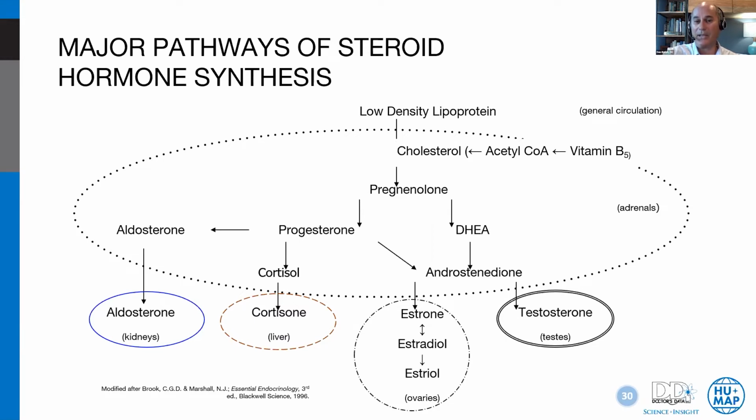Pregnenolone is a central player in the balancing of all these different hormones. Look, it's the precursor to what? Progesterone and cortisol and cortisone. It's the precursor to DHEA, androstenedione, all the estrogens, estrone, estradiol, estriol, and testosterone. So if you give the person the right amount of pregnenolone, you are able to balance out a whole bunch of downstream hormones in a very elegant and very efficient way. There are also extremely few people that have negative side effects from pregnenolone.